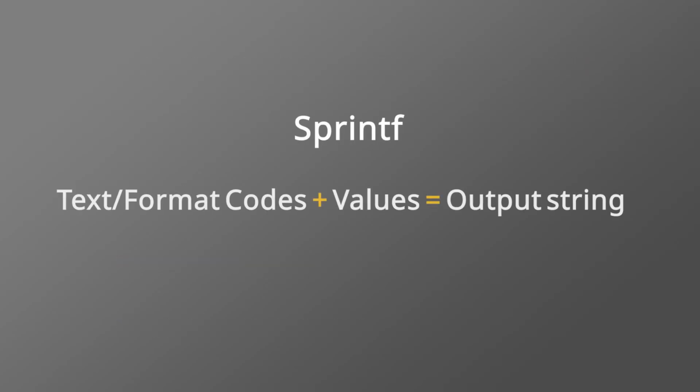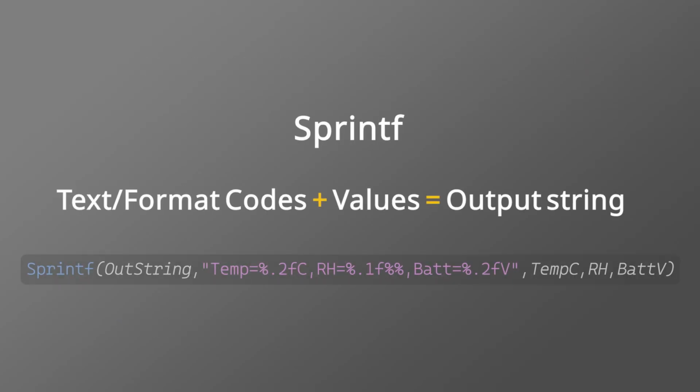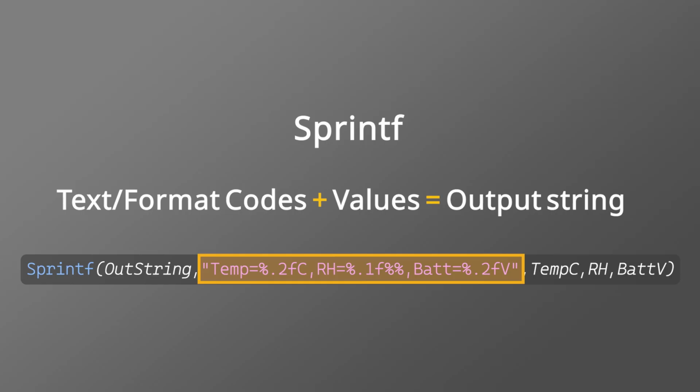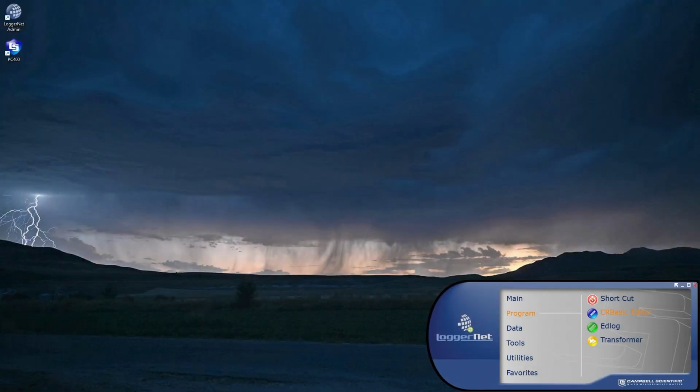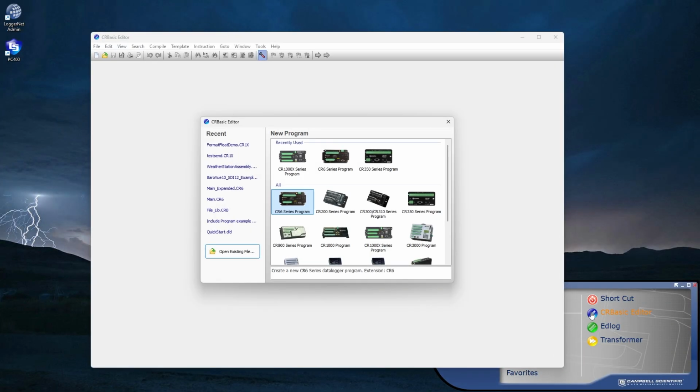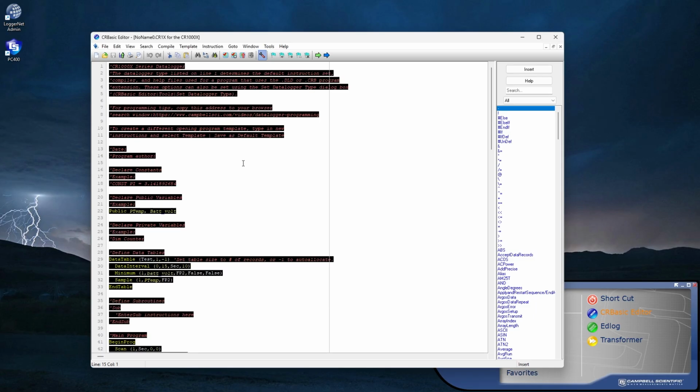The easiest way to think about Sprintf is that it uses a template. That template contains text and format codes, plus variables, and Sprintf inserts the variable values into the output string in order. Before using Sprintf, it is helpful to see how the same kind of output could be created with FormatFloat.